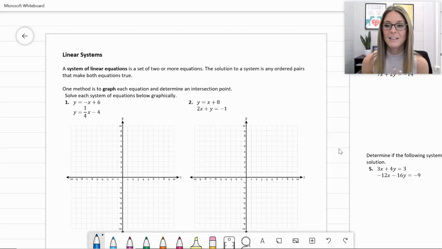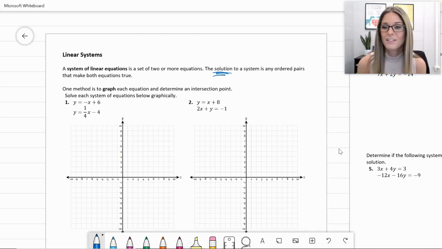Today, let's take a look at linear systems. Hopefully, systems sounds familiar. You did learn systems extensively in eighth grade math. You learned how to solve them algebraically, graph them. And so, here at the top, the definition: a system of linear equations is a set of two or more equations. Their solution to any system is a set of ordered pairs that makes both equations true.